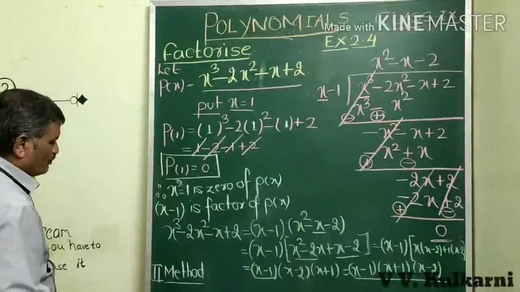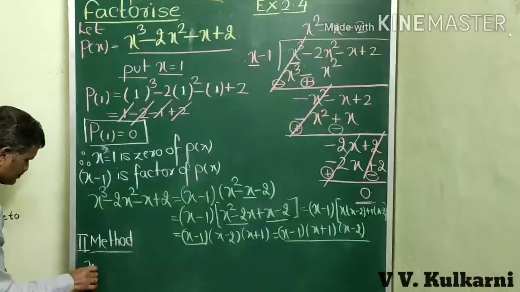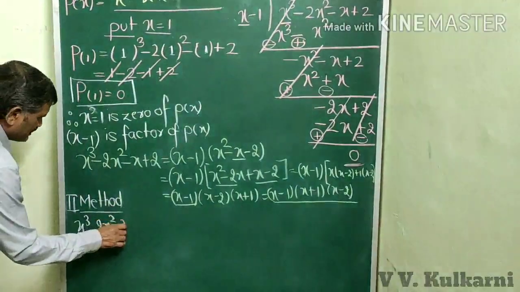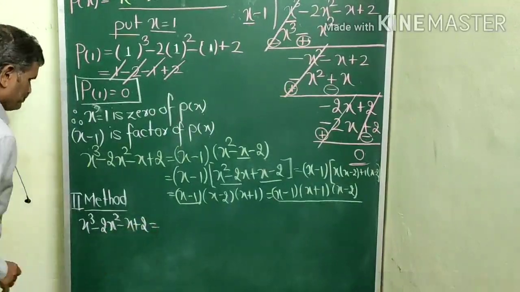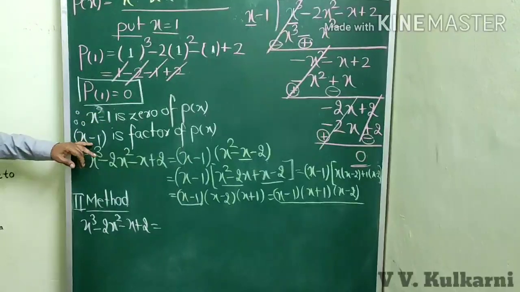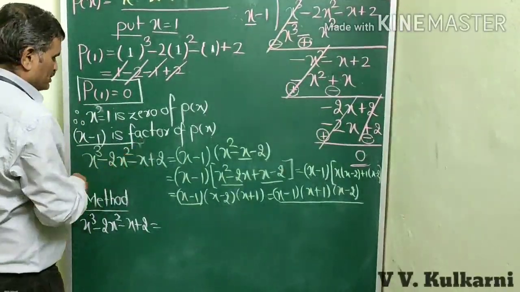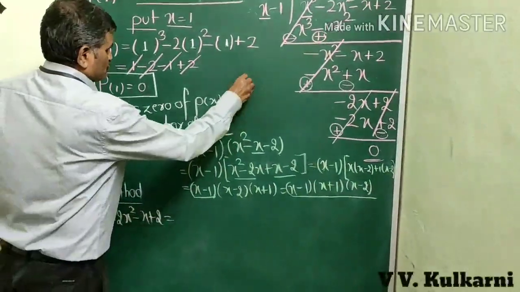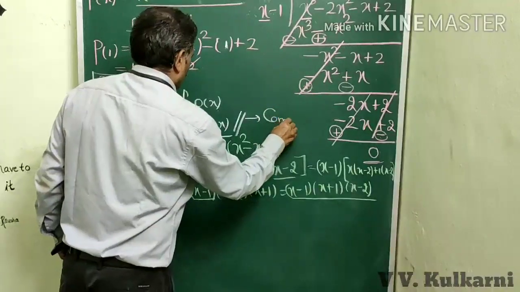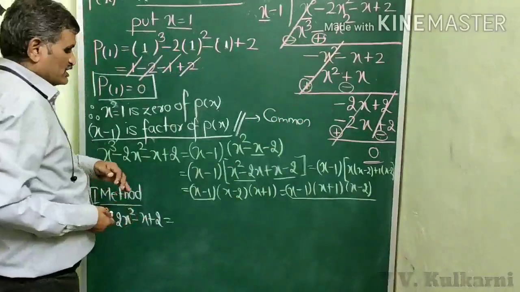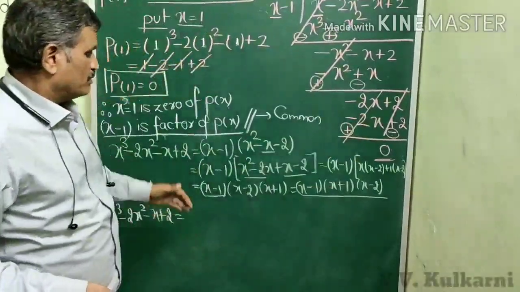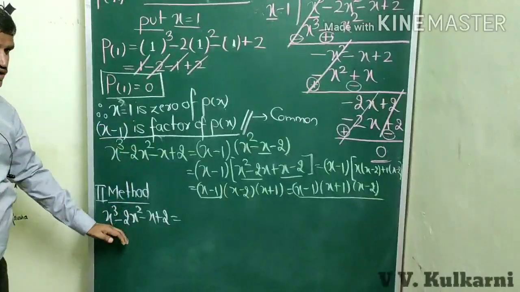So in the shortcut method, what we do here is x cube minus 2x square minus x plus 2. Whatever is px I have written here. Then up to this, you know, x minus 1 is a factor. Up to this, the steps are common for both methods. In the first method, after this step, we go for long division. In the second method, after this step, we go for the short method.